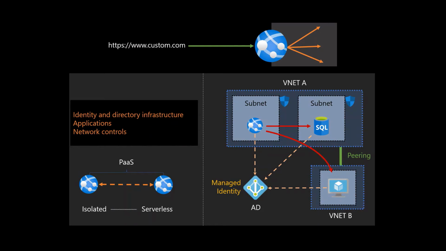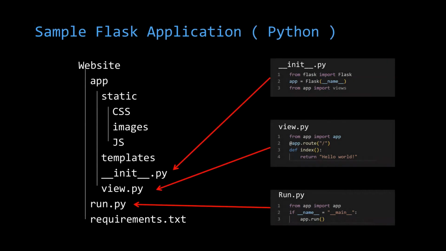Okay, so there are a lot of ways to deploy the app service, but for now, let's move to our demo phase. This is the sample directory structure of a Python Flask application. We're going to deploy this application to the web and see it work.